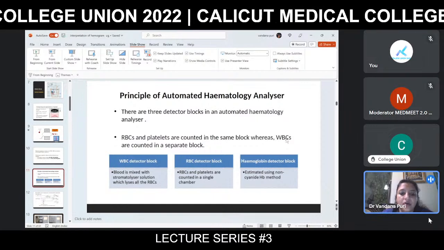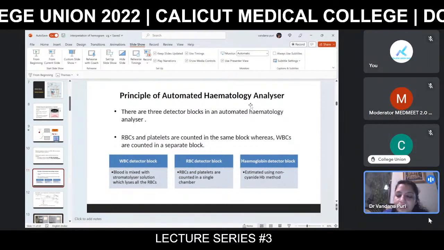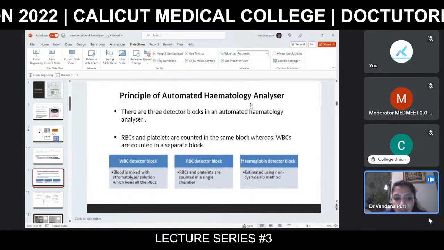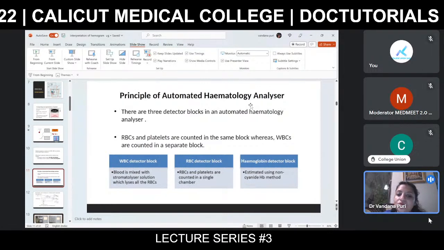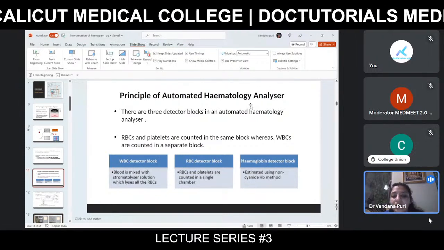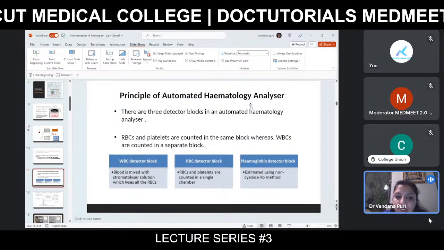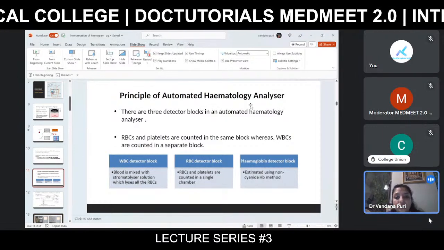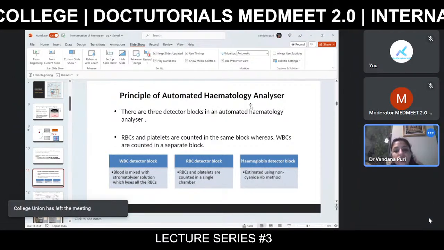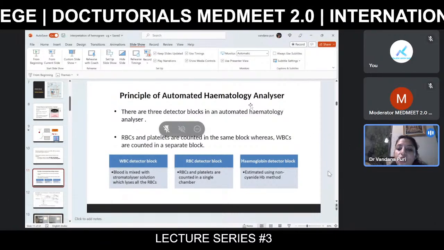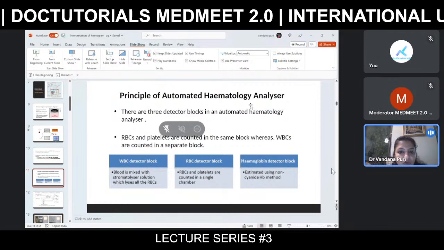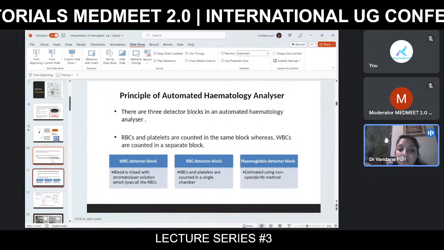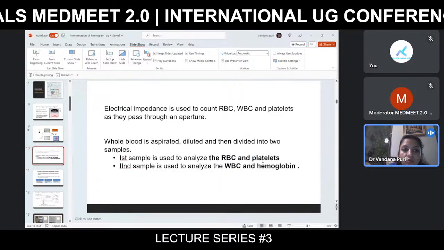Okay, so as soon as we aspirate the blood, guys, the blood is immediately mixed with the stromatolyzer solution. This stromatolyzer is a solution which is going to lyse all the RBCs. Now, once the RBCs are lysed, we are left with WBCs, which can be counted in the WBC detector block. And because the RBCs have lysed, hemoglobin comes out. This hemoglobin can be measured by the non-cyanide hemoglobin method. So we count the hemoglobin in it. That is why I told you that we count the WBCs and hemoglobin together.